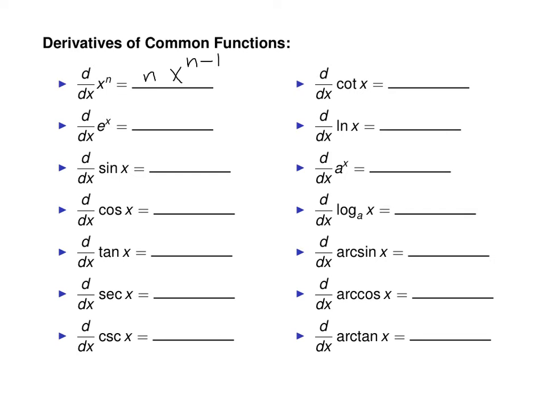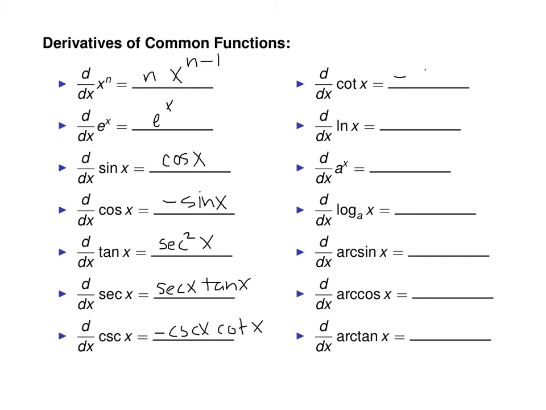E to the x is everybody's favorite. The derivative of e to the x is itself, just e to the x. Sine's derivative is cosine. Cosine's derivative is negative sine. The derivative of tangent is secant squared x. Secant x's derivative is secant x tan x. Cosecant's derivative is negative cosecant x cotangent x.